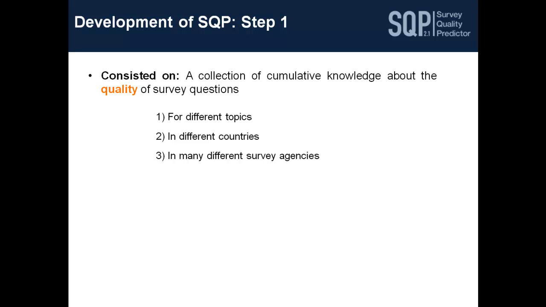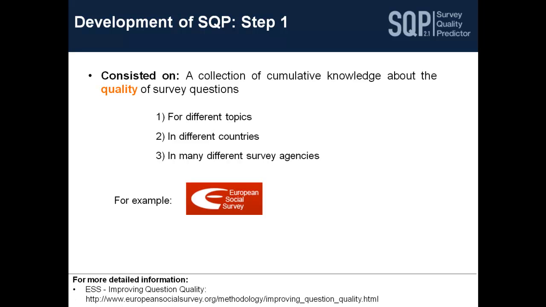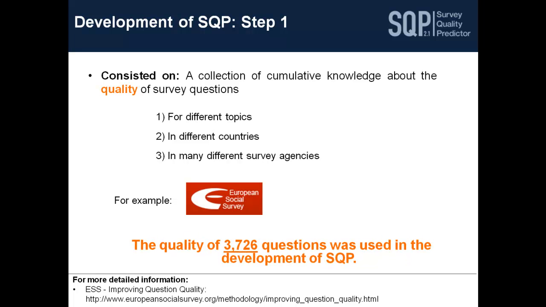The development of SQP started in 2002. The first step was to collect all existing knowledge about the quality of survey questions based on previously conducted MTMM experiments. This process generated a lot of knowledge about the quality of survey questions on different topics, including questions fielded in different countries by many different survey agencies. In particular, each of the first 3 rounds of the European Social Survey included 4 to 6 MTMM experiments. In total, the quality of 3,726 questions was used in the development of the software.